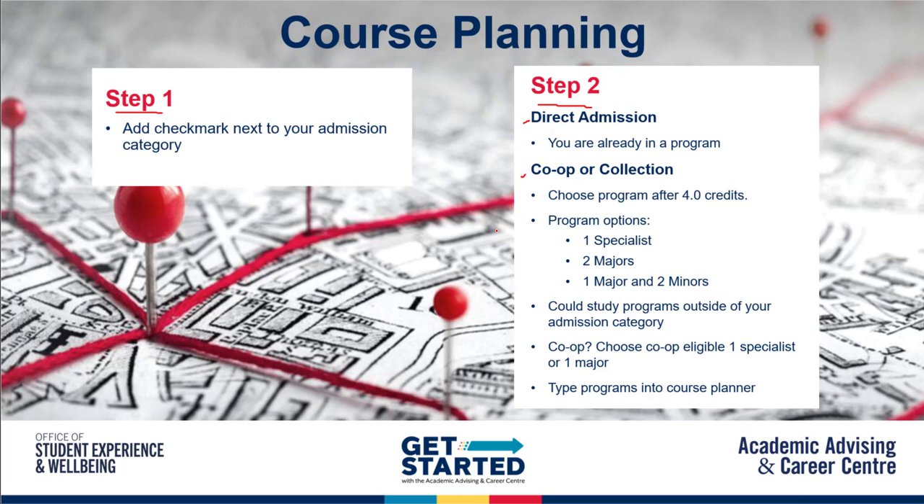If you're in co-op or collection of programs, you must choose your programs after 4 credits, and these are your options. You could study 1 specialist, 2 majors, or 1 major and 2 minors. And you could study programs outside of your admission category. And if you're in co-op, you must choose 1 co-op eligible specialist or 1 co-op major. Once you have figured this out, you could type the program names into the course planner.